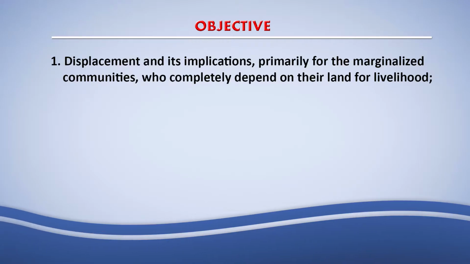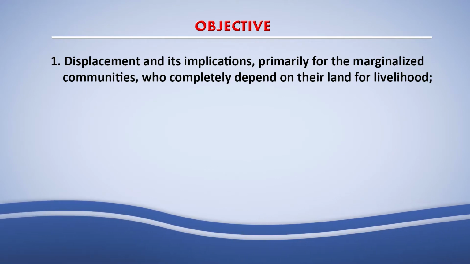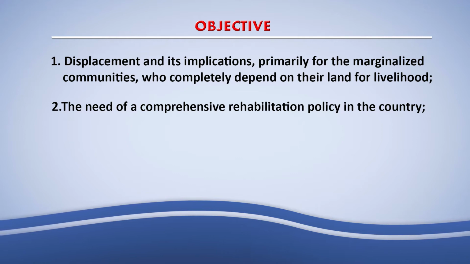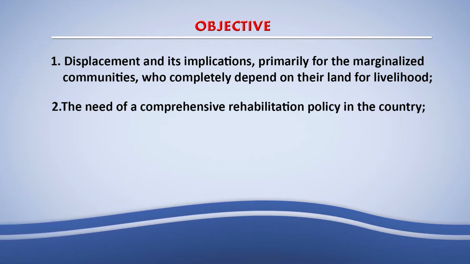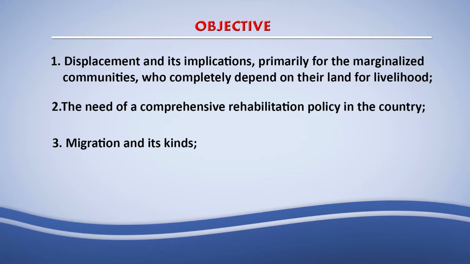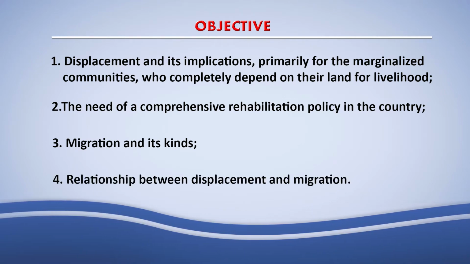Before we go further, I would like to give you the objective of this course. Displacement and migration are two major sociological phenomena. By the end of the session, you are expected to have an understanding of displacement and its implications, primarily for the marginalized communities who completely depend on their land for livelihood. Secondly, the need of a comprehensive rehabilitation policy in the country would be understood by you. Thirdly, this session would also help you to understand migration and its various kinds, and the relationship between displacement and migration will also be discussed.